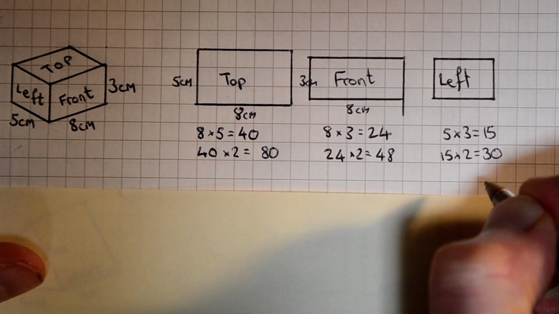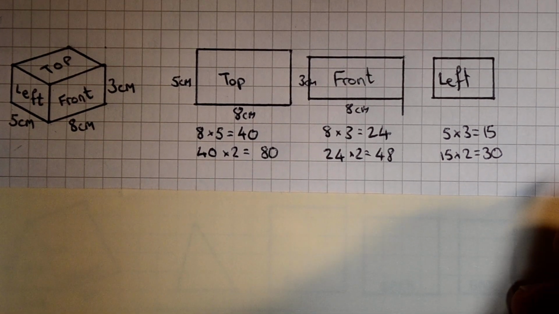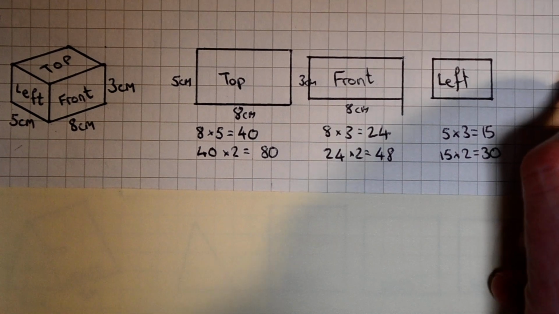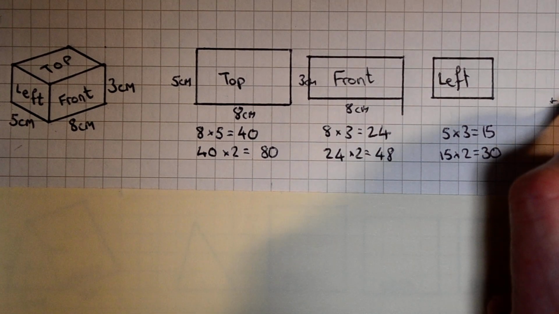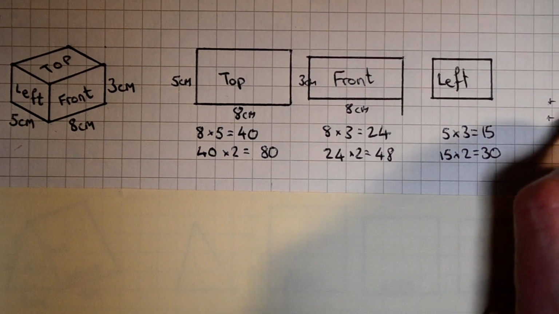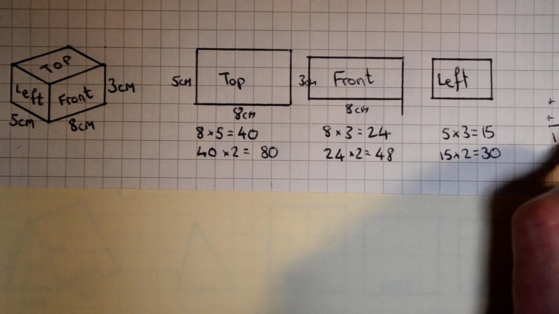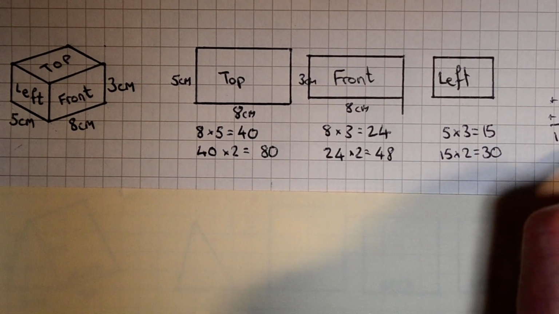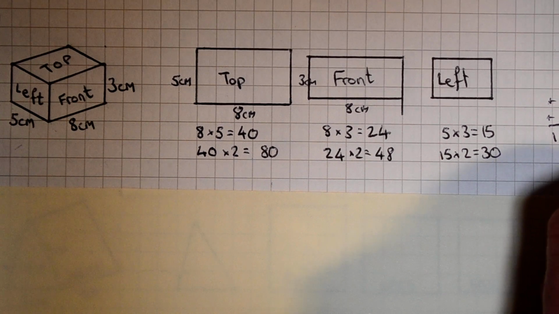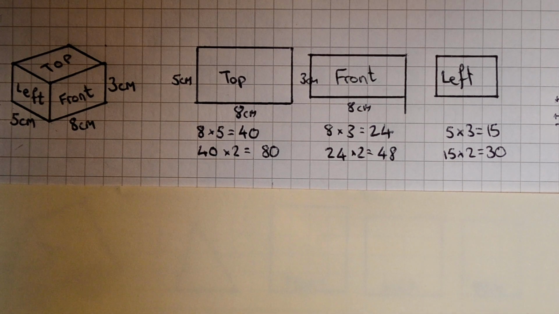So what is the total surface area of this cuboid? Well, we can find that by adding each of those together. And our units are its area, so it's square centimeters. So final answer, 158.